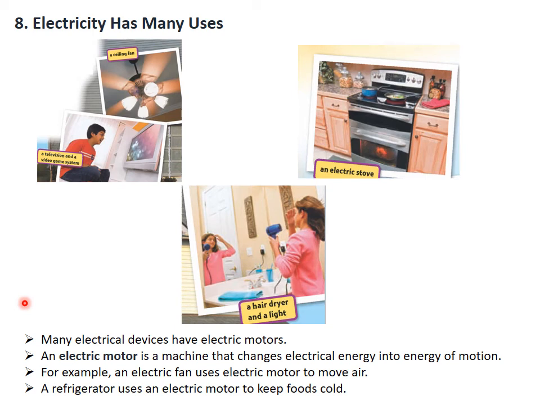Now, we have to know that many electrical devices have electric motors. An electric motor, by definition, is a machine that changes electrical energy into energy of motion. For example, an electric fan uses an electric motor to move air. A refrigerator uses an electric motor to keep foods cold.